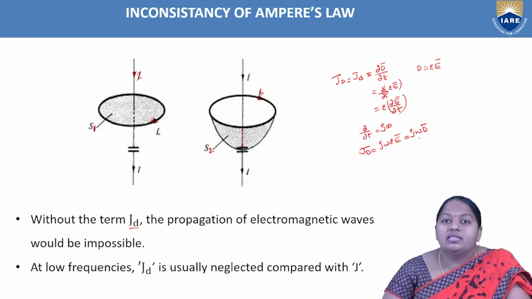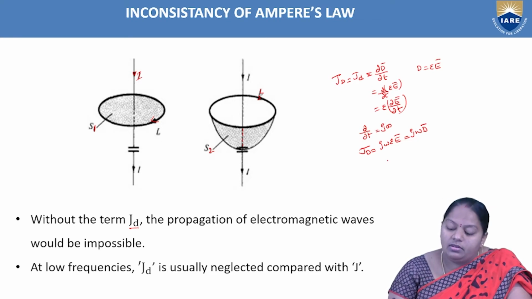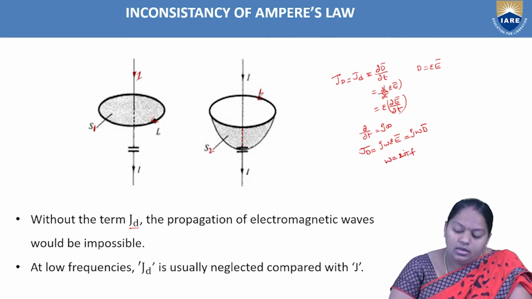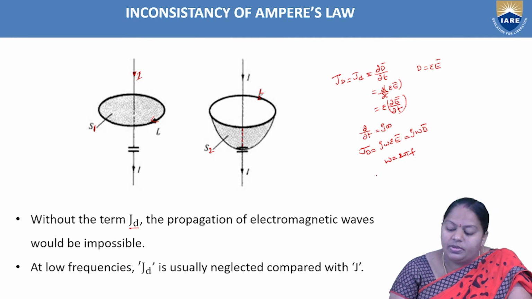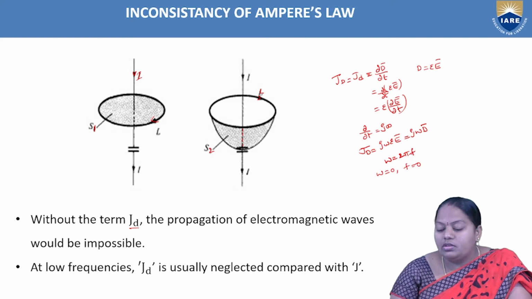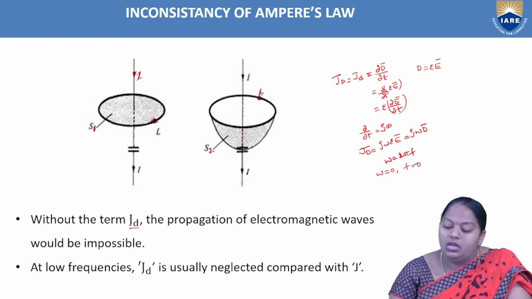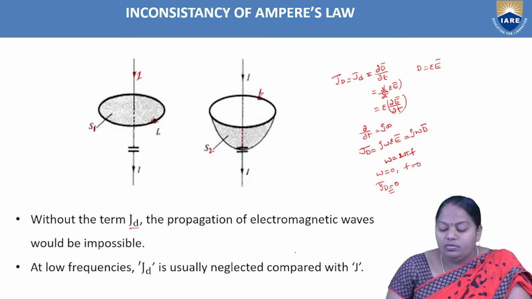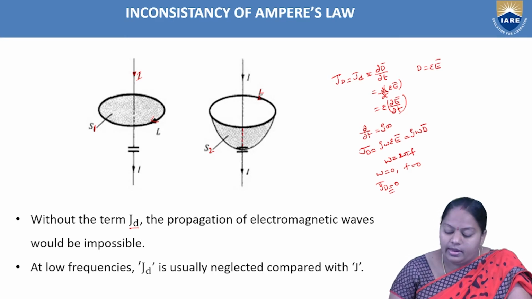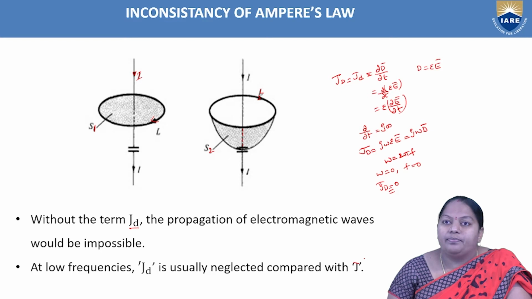Here omega is the angular frequency, where omega equal to 2 pi f. So at low frequencies, if omega equal to 0 or f equal to 0, now if you substitute here, JD becomes 0 times D, so JD becomes 0. Hence, at low frequencies JD is usually neglected. Why? Because it is very, very small compared with J.